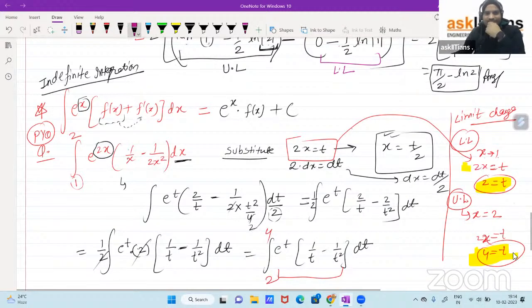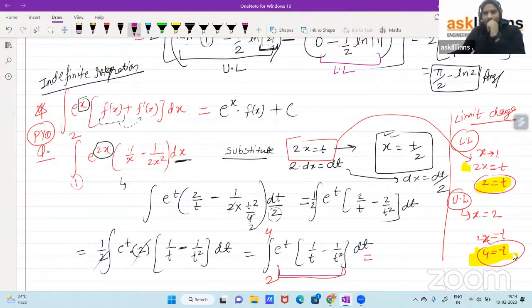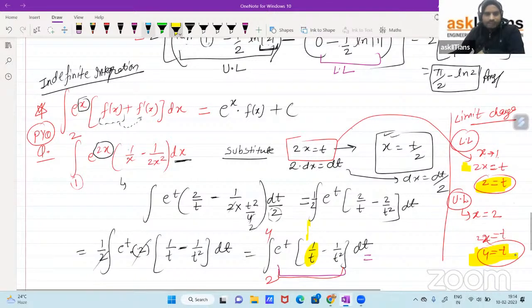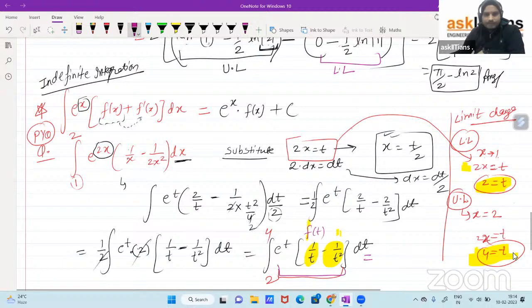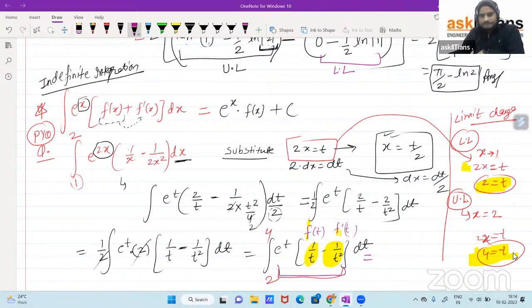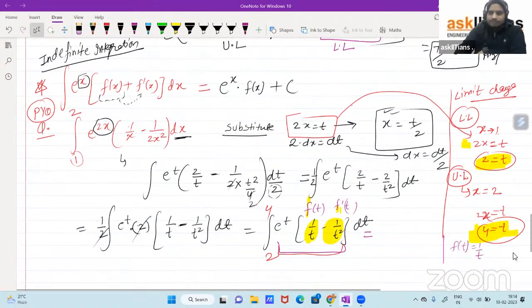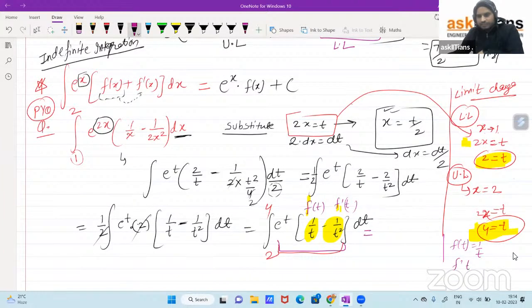Now what will be the answer of this integration? If you take 1 by t as f of t, let it be f of t for a second, then minus 1 by t square will be f dash t. If your f of t is 1 by t, then its differentiation will be minus 1 by t square. So basically you are getting e power t (f of t plus f dash t).